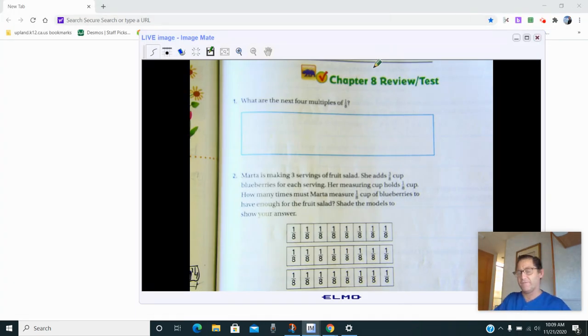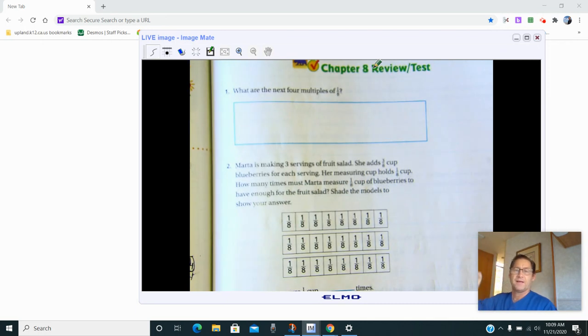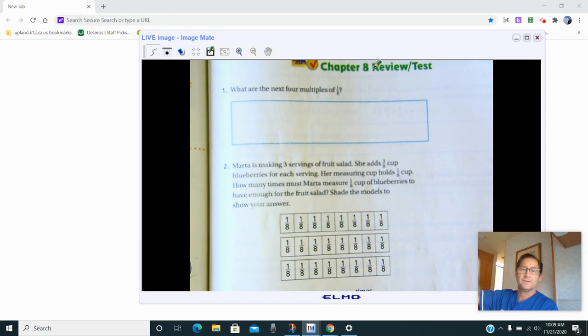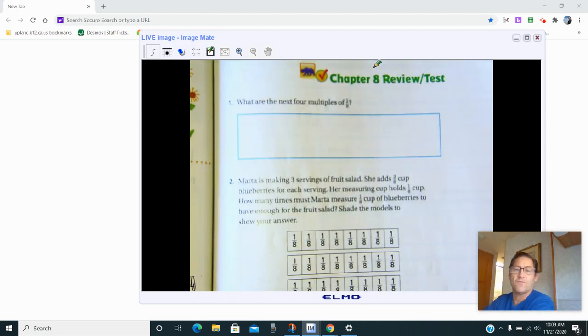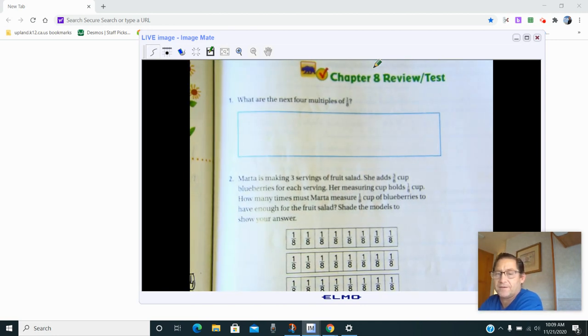So today we're going to review for the Chapter 8 test. And let's get started. We're on page 351. And number 1, what are the next 4 multiples of 1/8? Well, remember that it's basically counting the numerators.